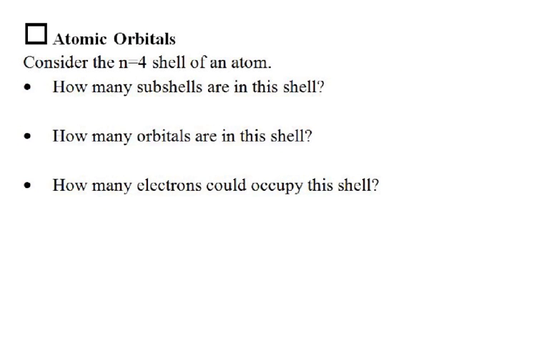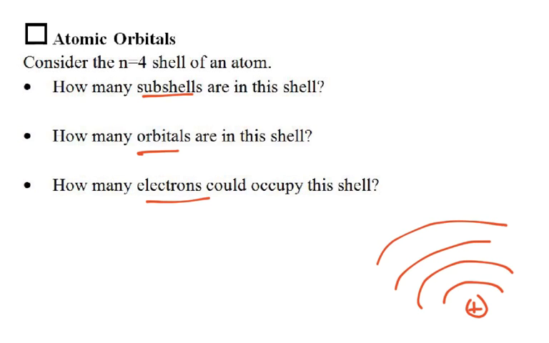Okay, we go to our next question: consider the n equals 4 shell of an atom. How many subshells are in the shell? How many orbitals are in the shell? And how many electrons could occupy the shell? So we're talking about the nucleus, and we'd have the n equals 1 shell, 2, 3, and 4. Subshells are the types of shells, and it turns out if n is 4, then there are 4 subshells. We're going to have the 4s, the 4p, the 4d, and the 4f. So when n equals 4, there are n subshells. So the answer is 4.